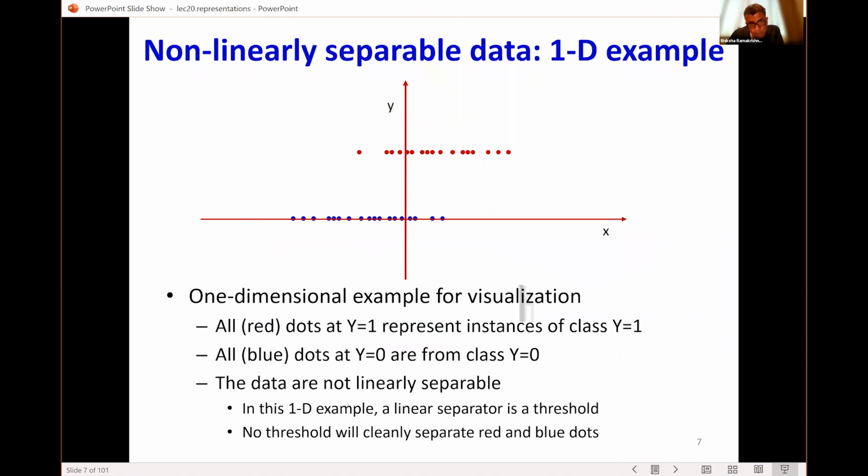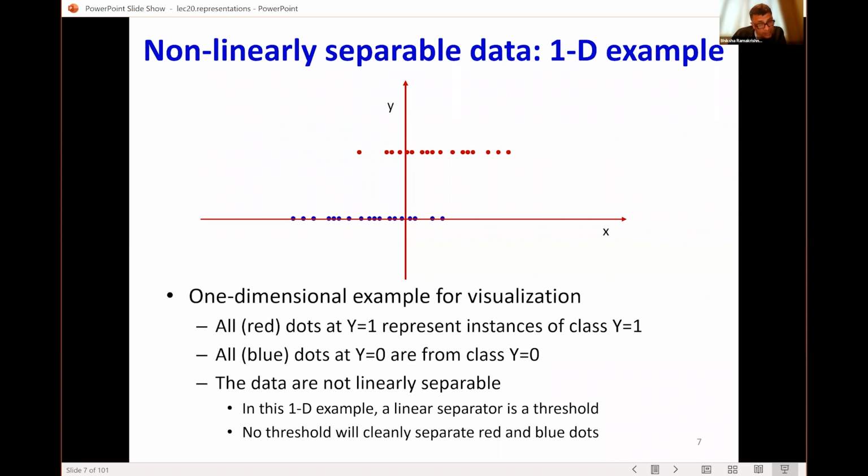So to understand this even better, let's go back down to an even simpler problem, a one-dimensional example. So here we have data from two classes, the blue dots representing one class, the red dots representing the other class. And so for the red dots, the class label is one, for the blue dots, the class label is zero. Now in this one-dimensional case, a linear classifier is a threshold function, which says everything to the left of the threshold belongs to one class and everything to the right belongs to another class. And these two classes clearly are overlapping. And so they are not linearly separable. There's no threshold that will cleanly separate the red dots from the blue dots.